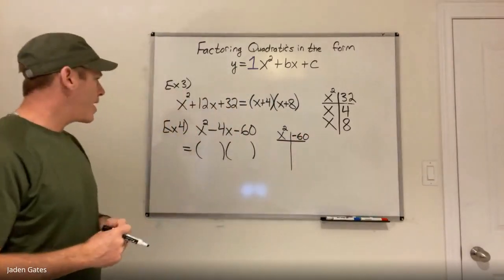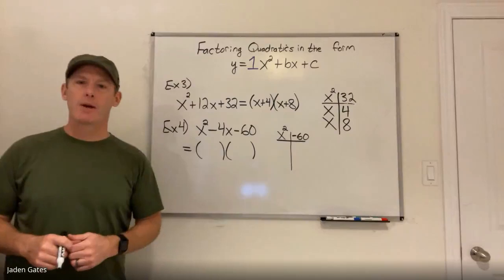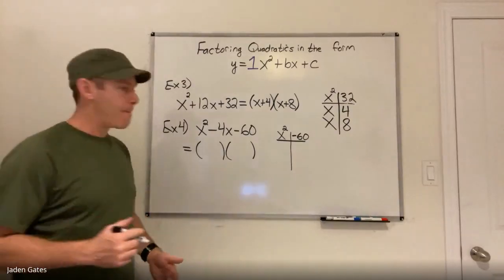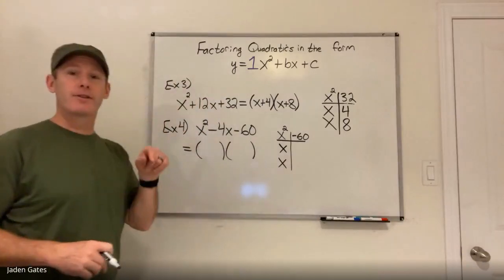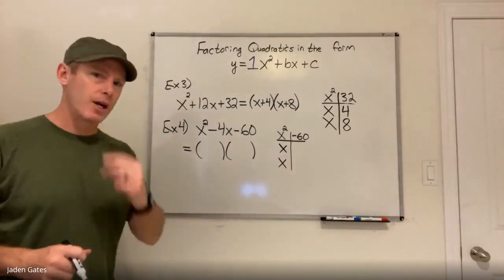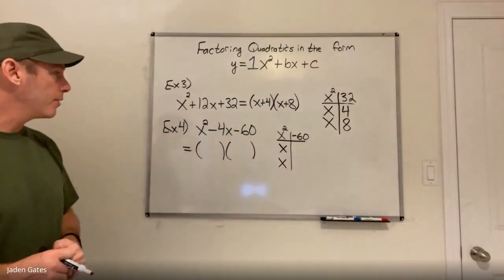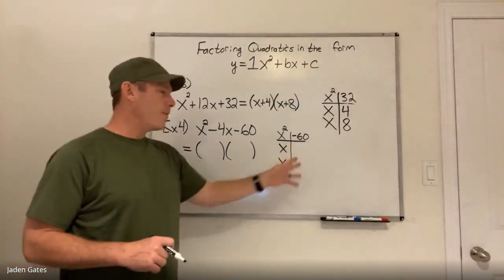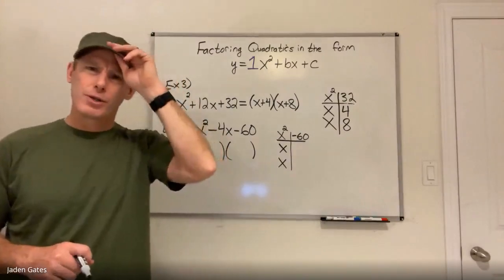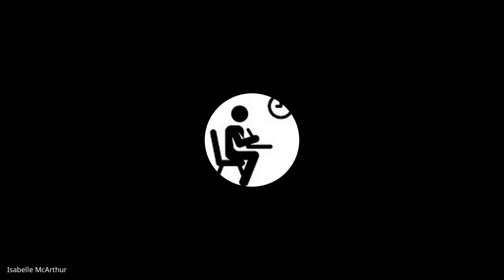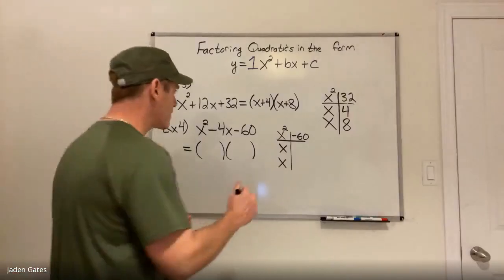All right, and again, now to complete the table. I have an x squared, x and x. The best part right now is that you only have to figure out one side of the table. We're going to do both. 2 numbers that multiply to give me negative 60. So one's got to be positive, one's got to be negative. Anybody? Go ahead. Negative 6 and 10.